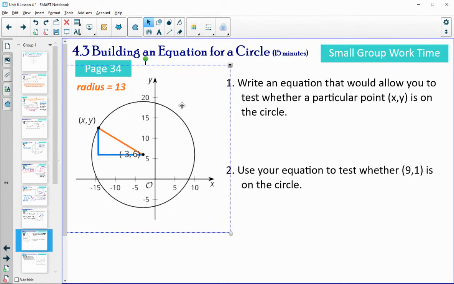All right, so let's take a look here. Let's write an equation that would allow us to test this point. What would we do to test this point and see if x, y is on this specific circle? We've got the center labeled at 3, 6, and then we've got that point labeled as x, y.